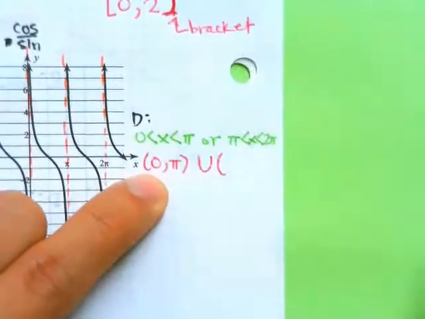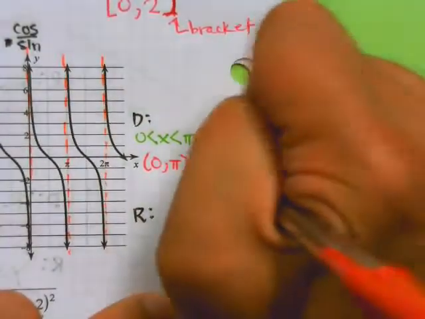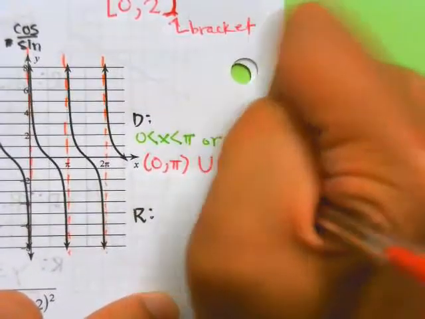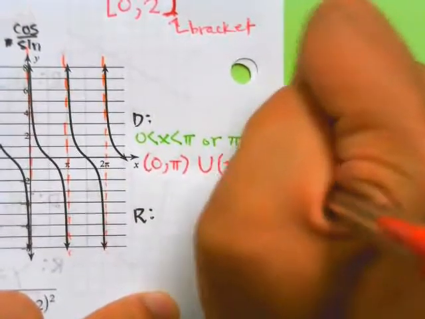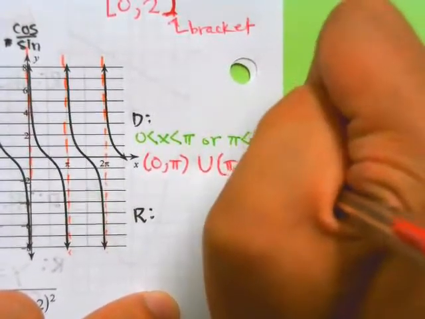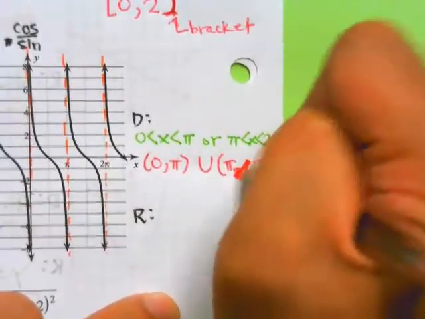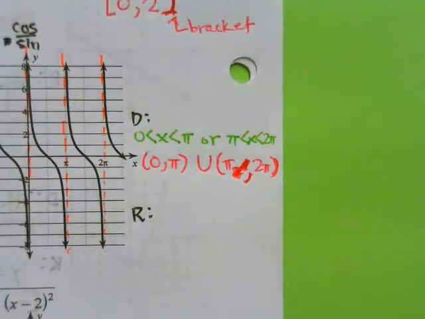So 0, pi, union, remember unbounded, and then pi, 2 pi. This is a... Sorry, parentheses, and this is a comma. Apologies for that. Okay, so pi, comma, 2 pi.